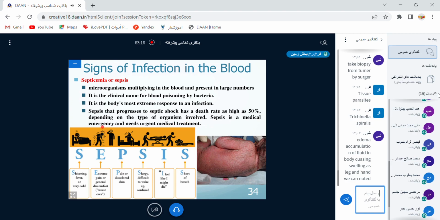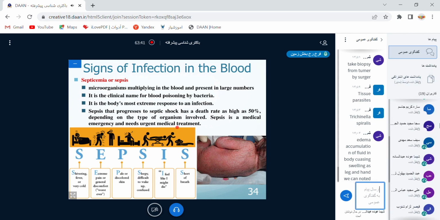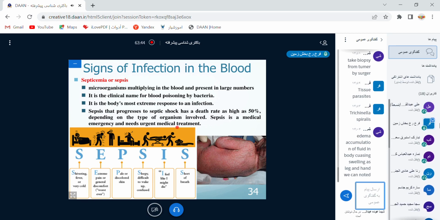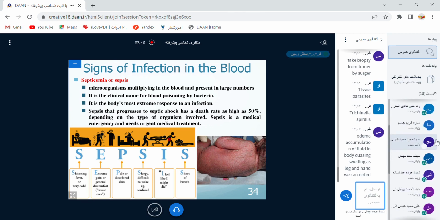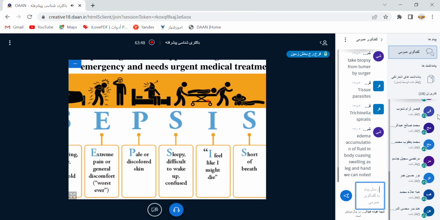Sepsis is a medical emergency and needs urgent medical treatment. Yes, because there is no need to ask the patient anything, because the patient is in a very bad situation. So bad that, without any asking, you take him to the hospital. What can we see regarding sepsis?